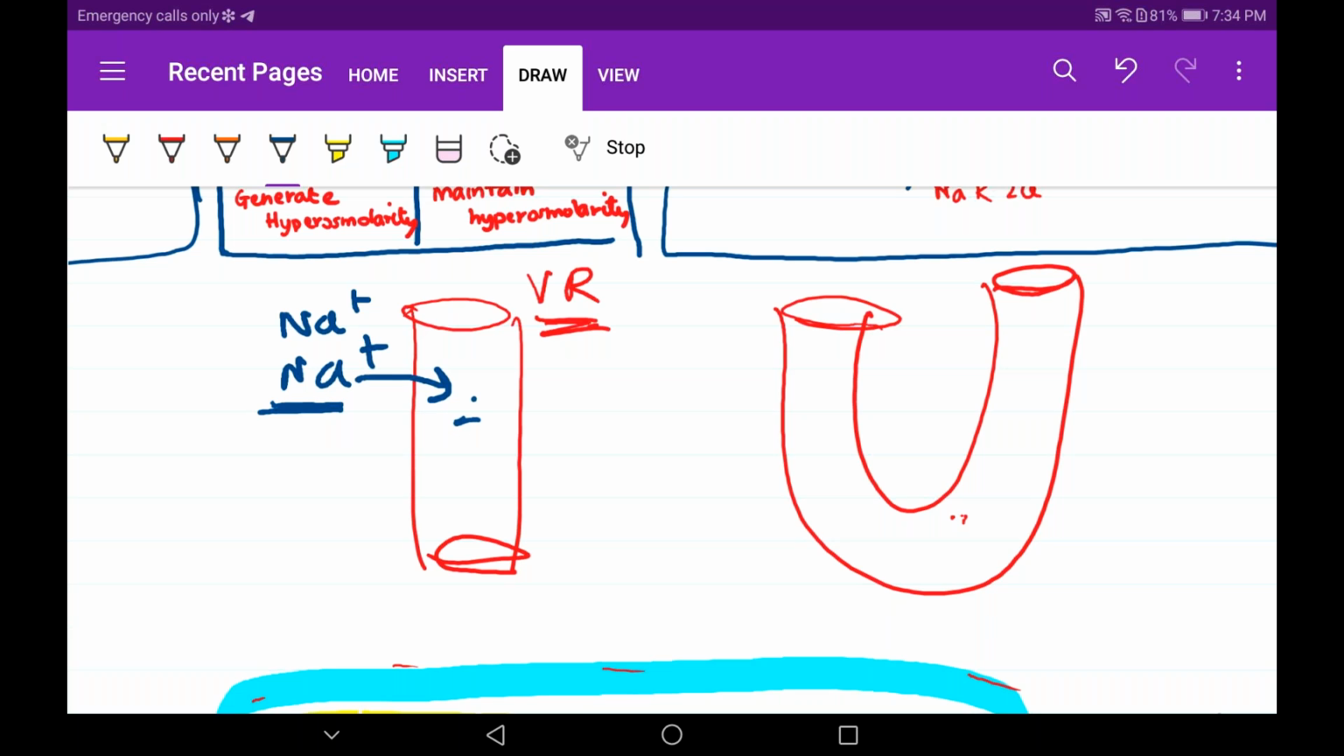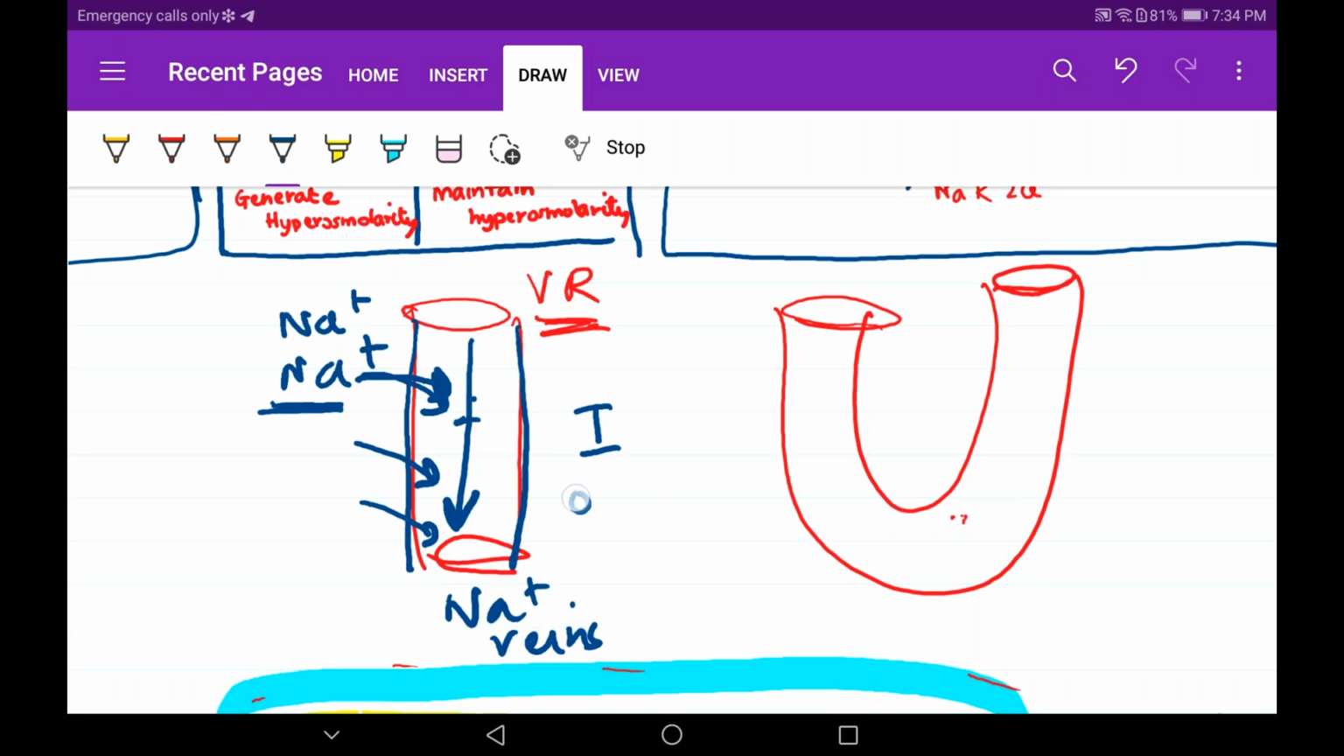But if it is a straight tube, it will take away all the solutes. It is permeable to everything, right? So it will take away all the solutes like this. Sodium will go out into the veins. So what will happen if the solutes are taken away from the interstitium? Yes, the interstitium osmolarity will not be maintained. Till here you have understood, right? If it was a straight tube, that was the problem.